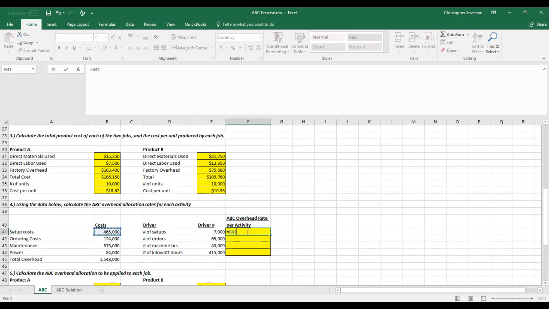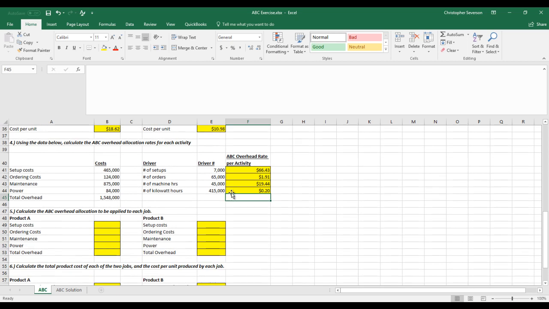Setup costs are $465,000 divided by 7,000 setups. That costs $66.43 per setup. The ordering costs are $124,000 divided by 65,000 orders. It's a little under $2 per order. The maintenance is $875,000 divided by 45,000 machine hours. It's $19.44 per machine hour. And then the power is $84,000 divided by 415,000 kilowatt hours, which rounds to 20 cents per kilowatt hour. So that's what we have there.